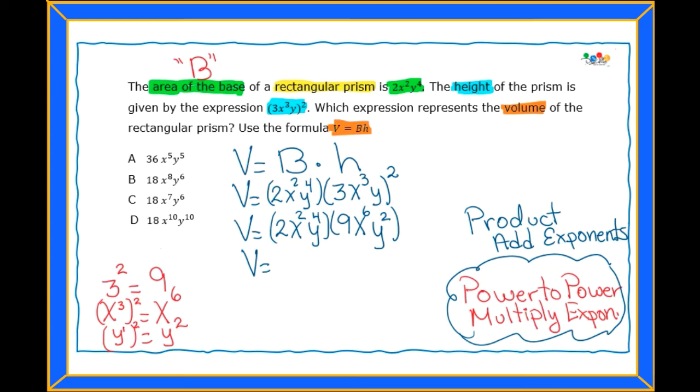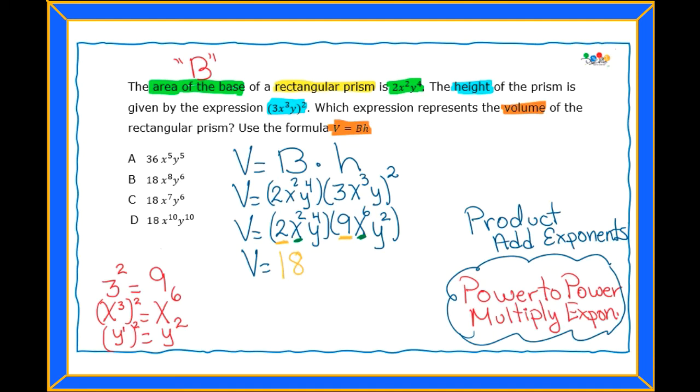Now, notice how I do have a coefficient, which is 2, and a coefficient of 9. Those two need to be multiplied. So 2 times 9 is 18. Very good, because I'm multiplying 2 and 9. And what about the next one? Well, the next one says x to the second power. So x to the second power needs to be combined with the x to the sixth power from the second one.